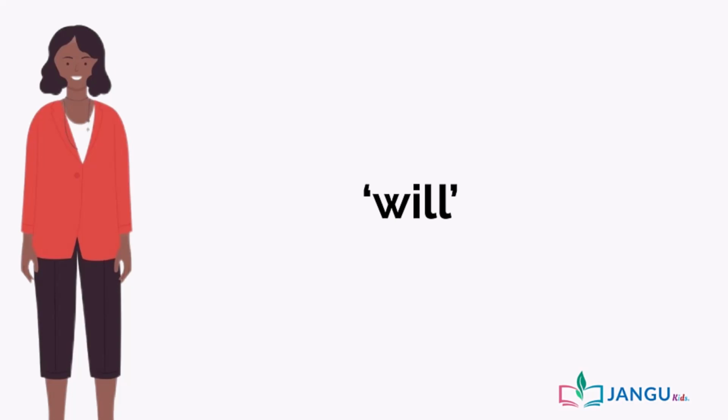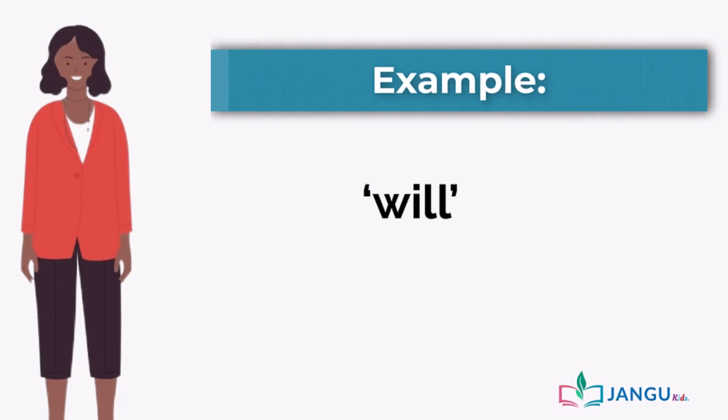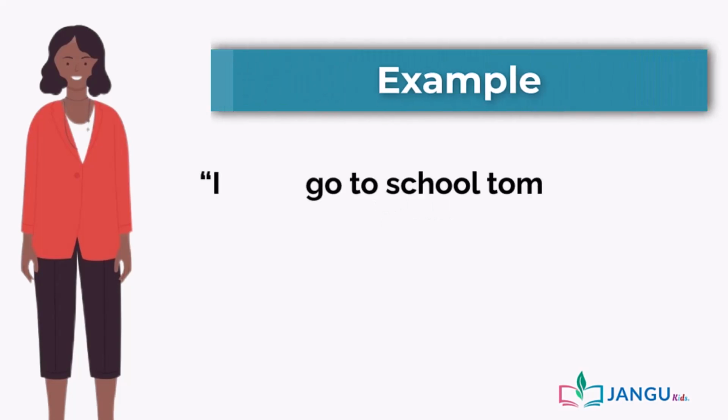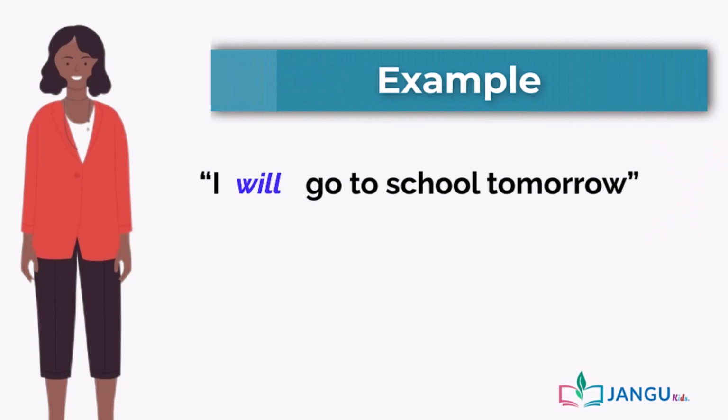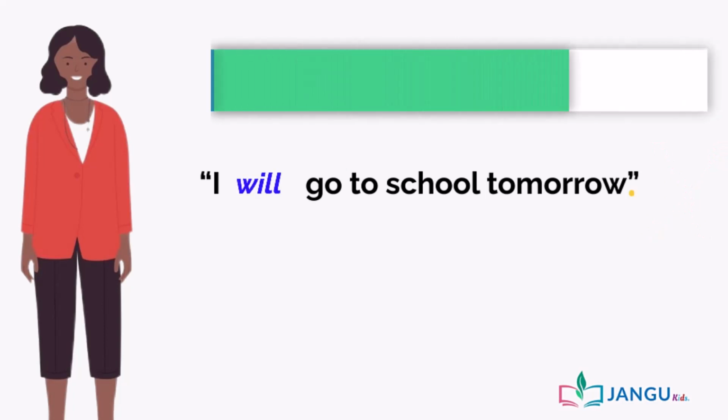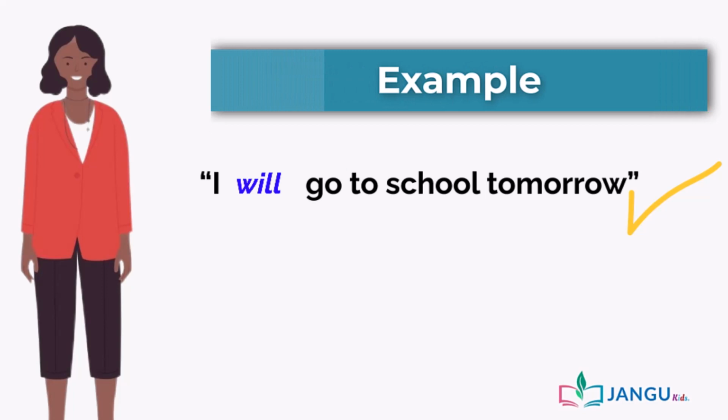For example, if you want to write about where to go tomorrow, it is incorrect to say, I go to school tomorrow. The right thing to do is to add will before the verb go. Therefore, the correct sentence is, I will go to school tomorrow. Well done for coming this far in the lesson. Do you now understand what tenses are and how to use the right tenses?